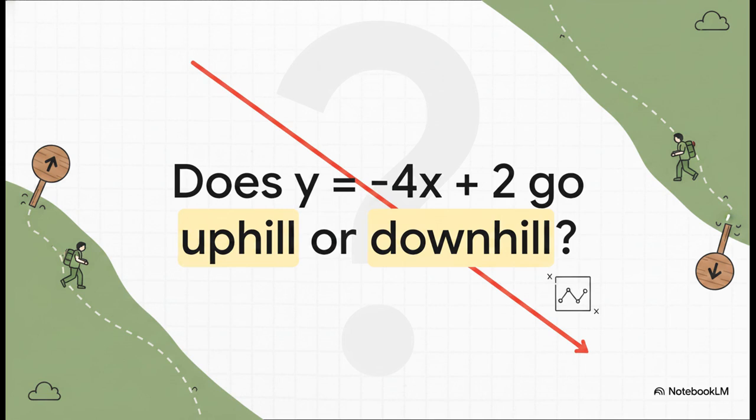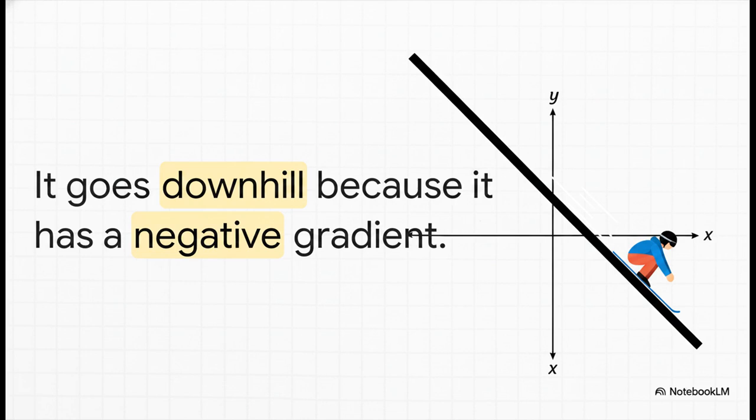Okay, leveling up to intermediate. Does the line y equals negative 4x plus 2 go uphill or downhill from left to right? Think back to our hiking analogies. Downhill is correct. Because of that negative 4 sitting right in front of the x, this line represents a fast downhill ski slope. Sight reading that negative gradient is such a powerful tool.